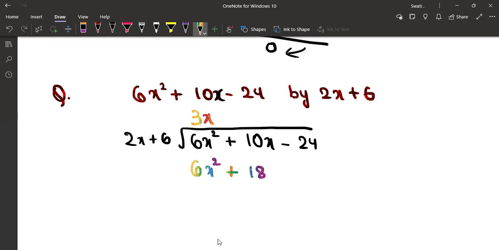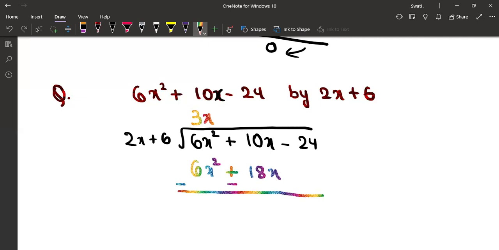Manya, 6 and 3 will multiply, not add. Yes. So what is 6 into 3? 18. And then x as it is. What do we do after this? We do the reverse of the sign, right? Plus will become minus, and minus will become plus.